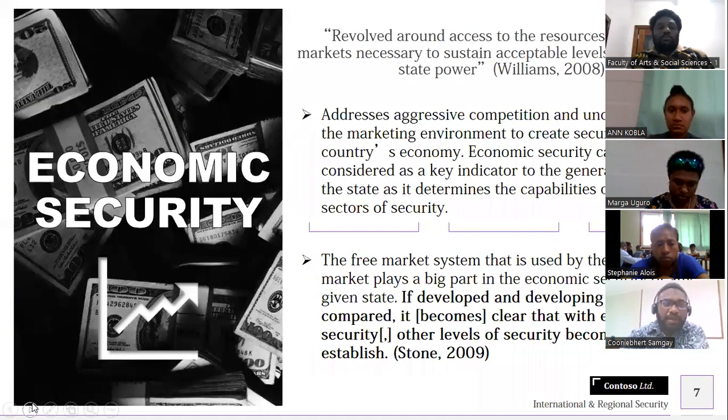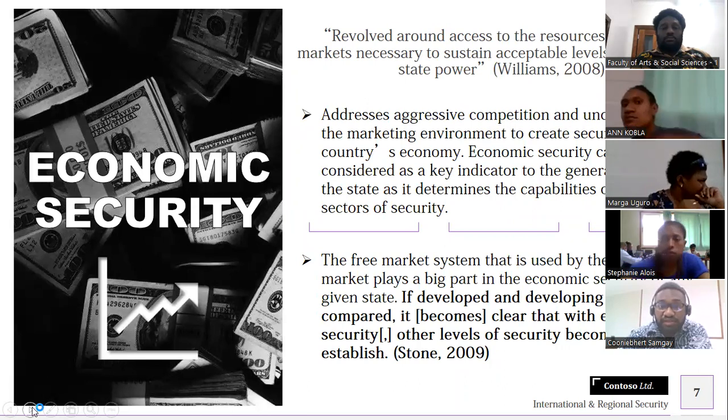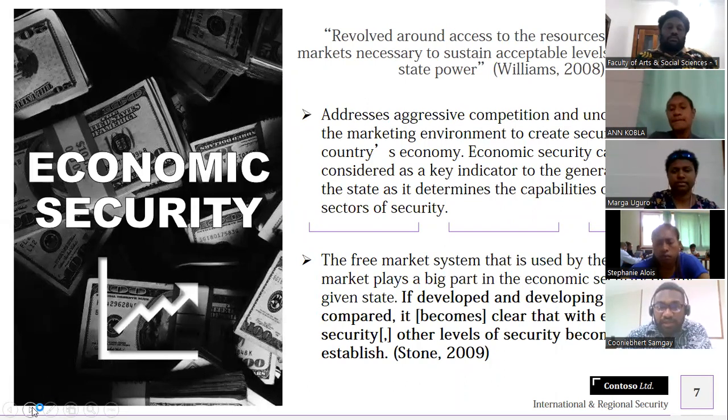And finally, the economic security. So this sector revolves around the access to the resources, finance, and markets necessary to sustain acceptable levels of welfare and state power. So this sector addresses aggressive competition and uncertainty within the marketing environment to create secure nature in a country's economy. So economic security can be considered as a key indicator to the general security of a state, as it determines the capabilities of the other sectors of security.